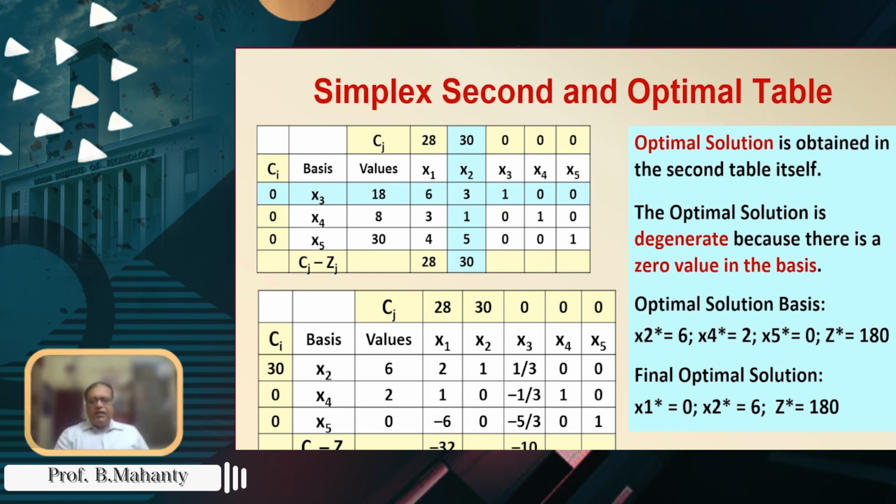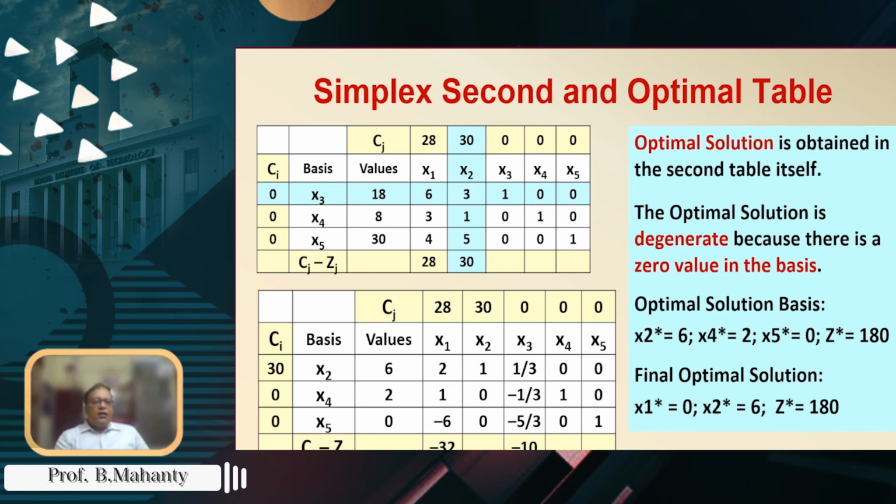Now a very interesting and important point we must mention here. You see, we are saying that this is the optimum table and this is the final optimum solution. Now look, the final optimum solution has a 0. You will be tempted to say that since in the final optimal solution there is a 0, that is x1 star equal to 0, that means the problem is degenerate. This is a wrong answer. This is not correct at all.